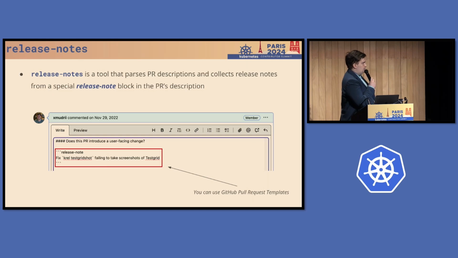And I would like to start from the first tool, and this is release notes, because it is one of my favorite tools, in fact. So what is it doing? It's a tool that parses PR descriptions, so your PR description here, and collects release notes from a special release note block in the PR description, right? So you put this release note block. It must start with those backticks and release-note, and you put something here, right?